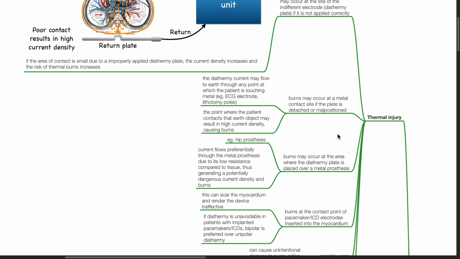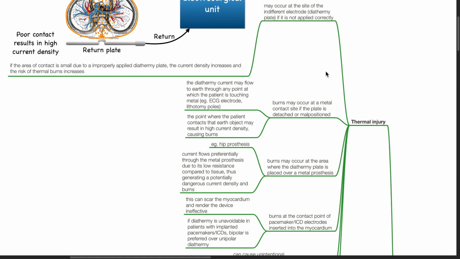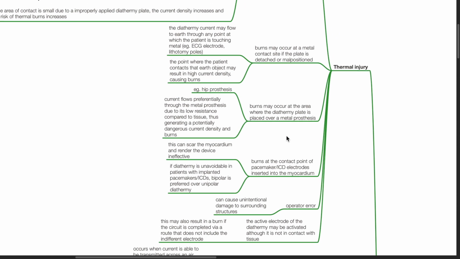The diathermy current may flow to earth through any point at which the patient is touching metal, such as at the ECG electrode and lithotomy poles. The point where the patient contacts that earth object may result in high current density, causing burns. Burns may occur at the area where the diathermy plate is placed over a metal prosthesis, such as a hip prosthesis. Current flows preferentially through the metal prosthesis due to its low resistance compared to tissue, thus generating a potentially dangerous current density and burns.